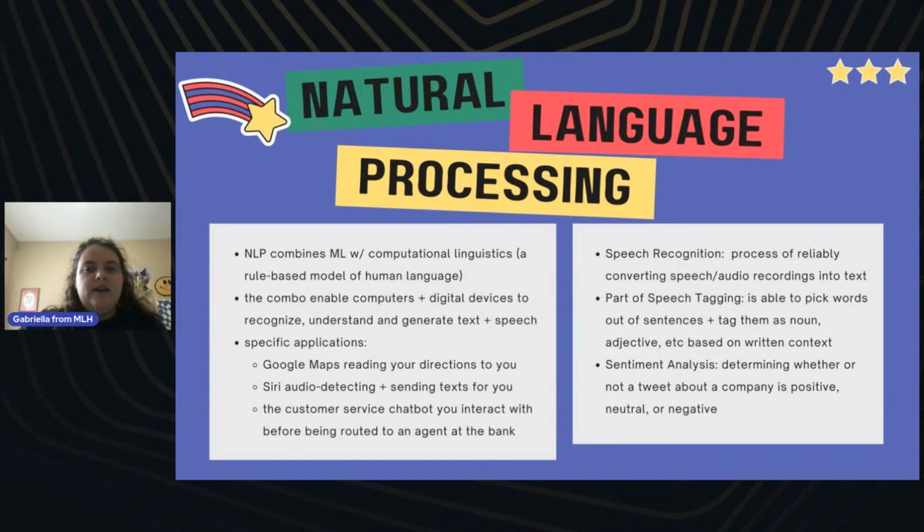Part of speech tagging is where the model is able to pick words out of sentences and tag them as different parts of speech, for example nouns, adjectives, adverbs, things like that, based on the written context, because different words can be different parts of speech on occasion if they're used differently in written context. It's an easier way to tag these different things and use them in different applications. What we'll be building later today is actually a part of speech tagging concept. That's what Mad Libs is all about, inserting different parts of speech into a sentence to make a funny sentence. So that's another cool application.